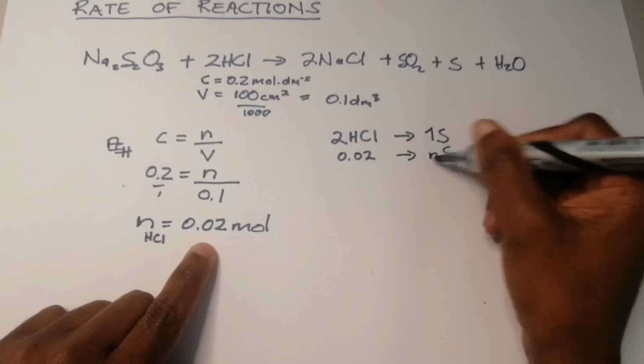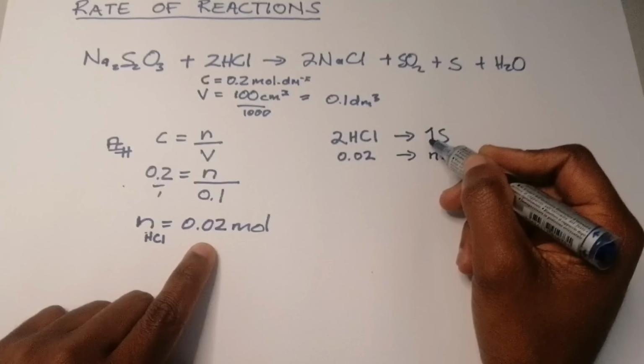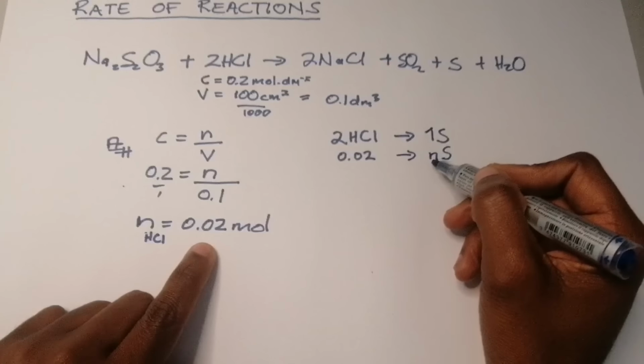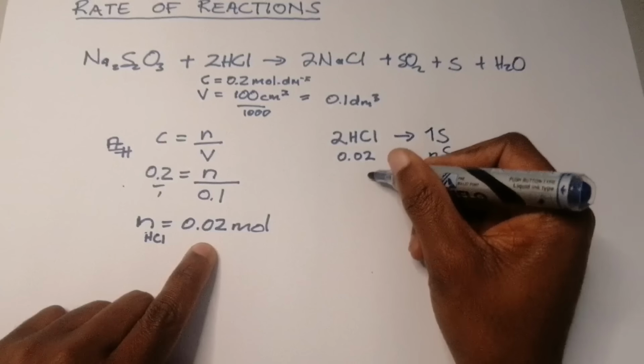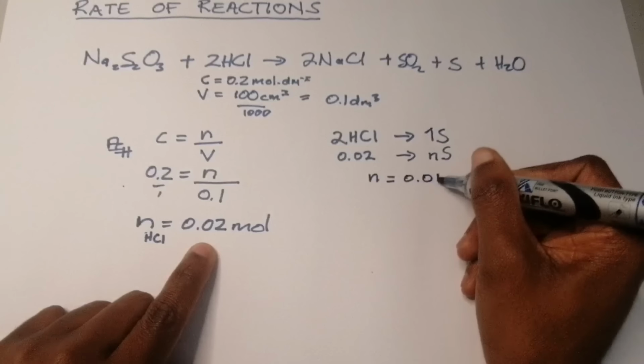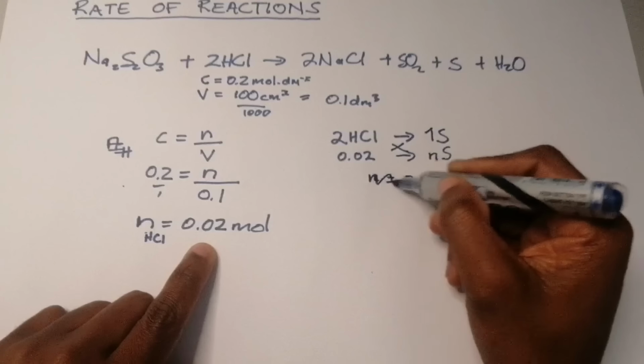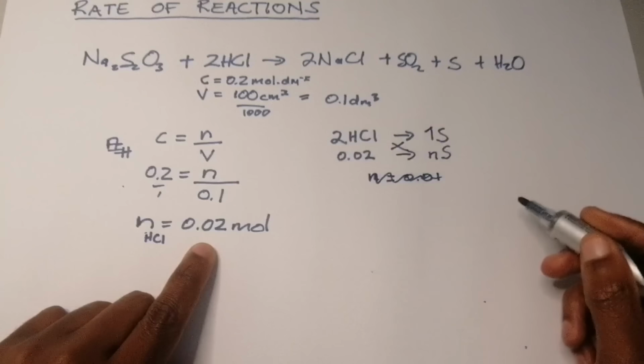Okay, so I'm using that as n. How many moles? So if for every 2 I get 1, if I use 0.02, how many moles am I going to get? And you guessed it, it's going to be 0.01. You can cross multiply. By the way, how I like doing it is that this actually works quite well.